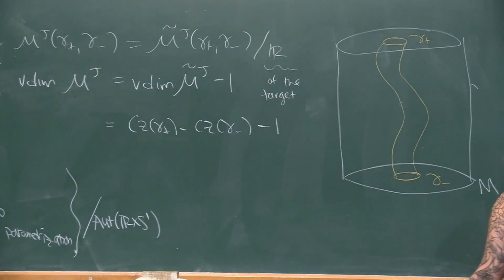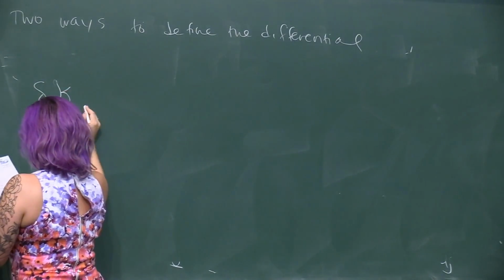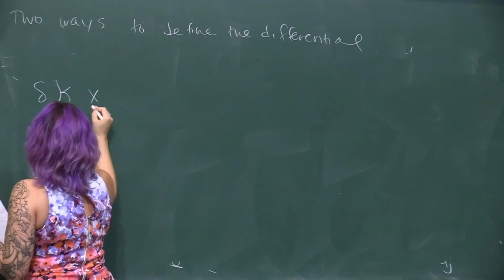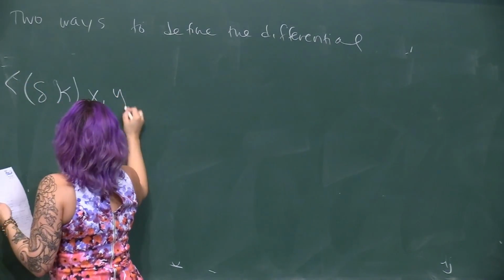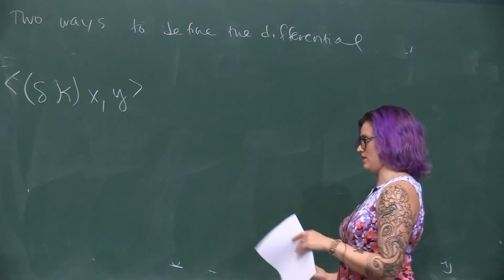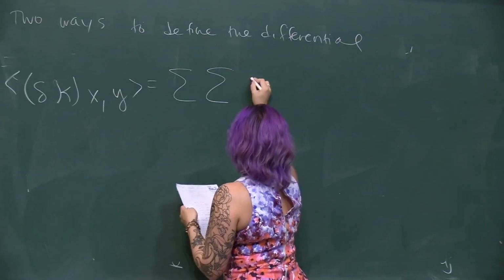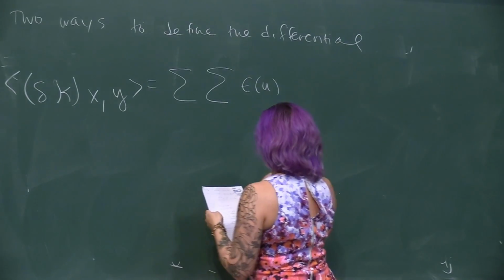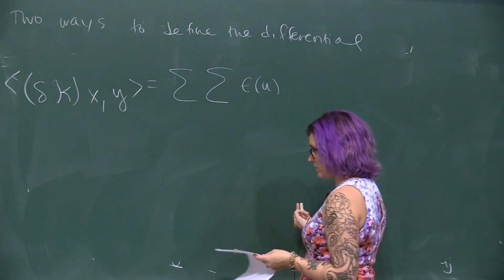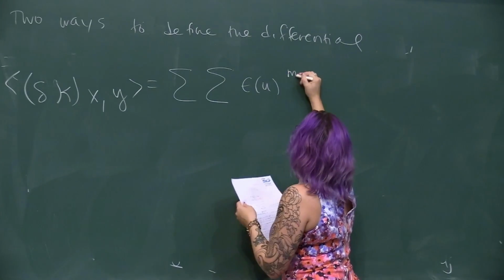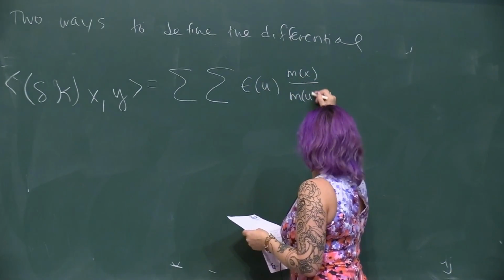Okay, so there are two ways to define the differential. One way, which I'll write as delta kappa: x is going to be the Reeb orbit at the top, y is going to be the Reeb orbit at the bottom. This is going to be the assigned count over the curves that go between x and y, and I want y to be index difference 1 from x. And then I'm going to have to encode the multiplicity of x and the multiplicity of the curve u.